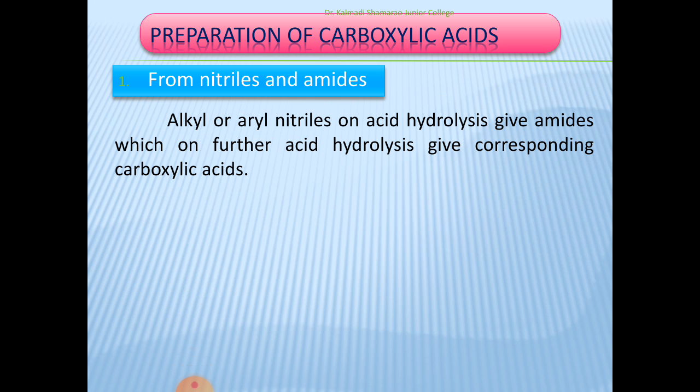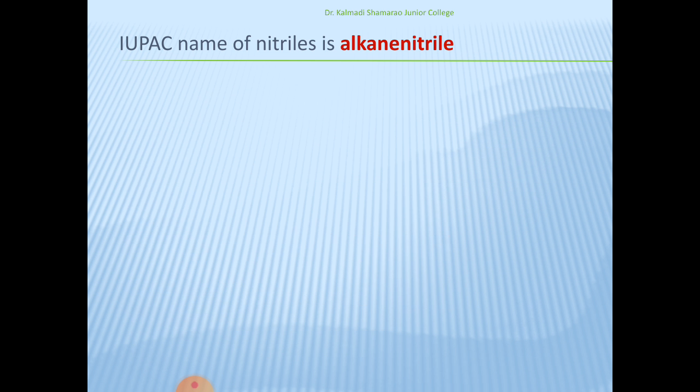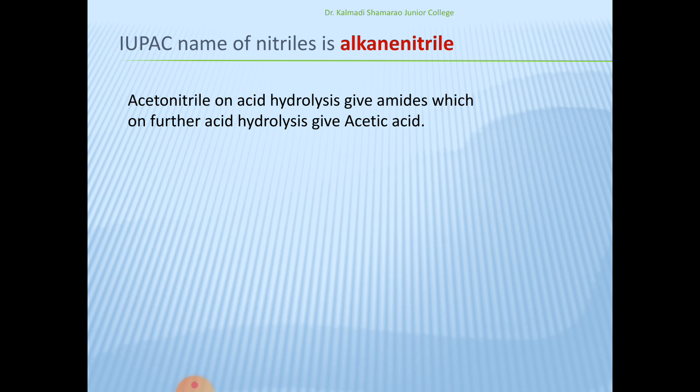Alkyl or aryl nitriles on acid hydrolysis give amides, which on further acid hydrolysis give the corresponding carboxylic acids. General reaction: RCN plus H2O gets converted into amide RCONH2, which on acid hydrolysis gives carboxylic acid, that is RCOOH plus NH3. IUPAC names of nitriles is alkane nitrile.